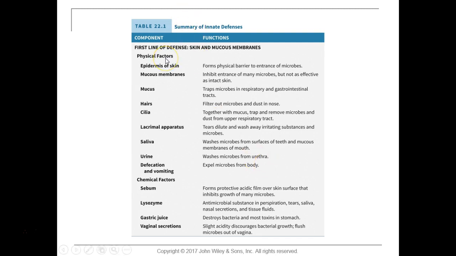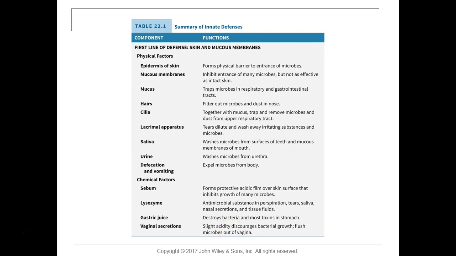Just make sure you go down through the physical and the chemical factors. Right here, I'll have a couple of questions on what they do. And over here, you can see the function dealing with each one of these and how they help eradicate pathogens from the body. For instance, I failed to mention vaginal secretions. Vaginal secretions are acidic, so it helps discourage the growth of bacteria. And the vaginal secretions help flush bacteria and other microbes out of the vagina to help eradicate the pathogens in that way. So each one of these has its own function to help get rid of pathogens out of our body. So just review that.